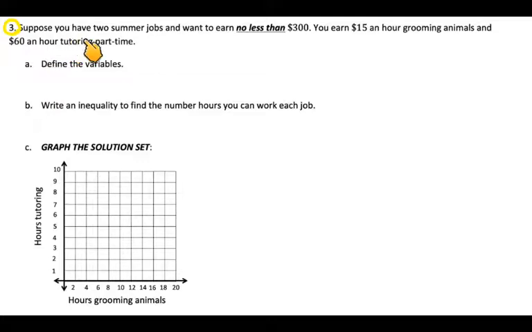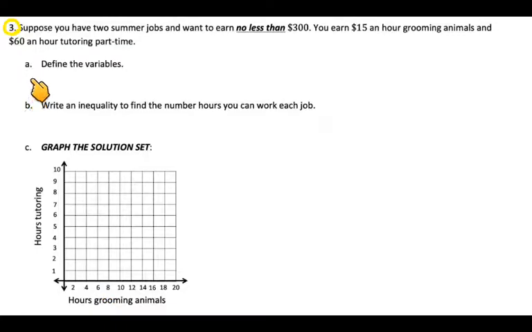It says, suppose you have 2 summer jobs and want to earn no less than $300. You earn $15 an hour grooming animals and $60 an hour tutoring part-time. And so with this scenario, we want to define variables, write an inequality to find the number of hours you can work each job, and we also want to graph the solution set.